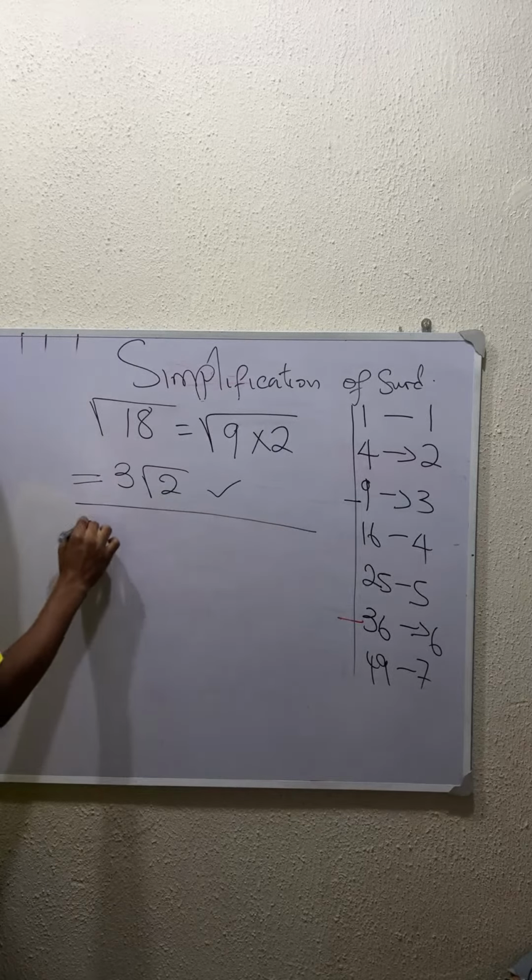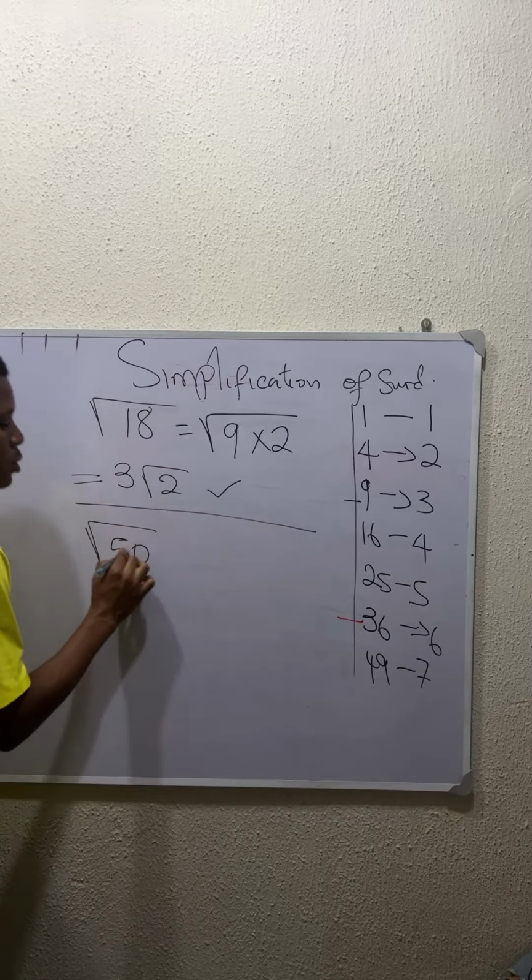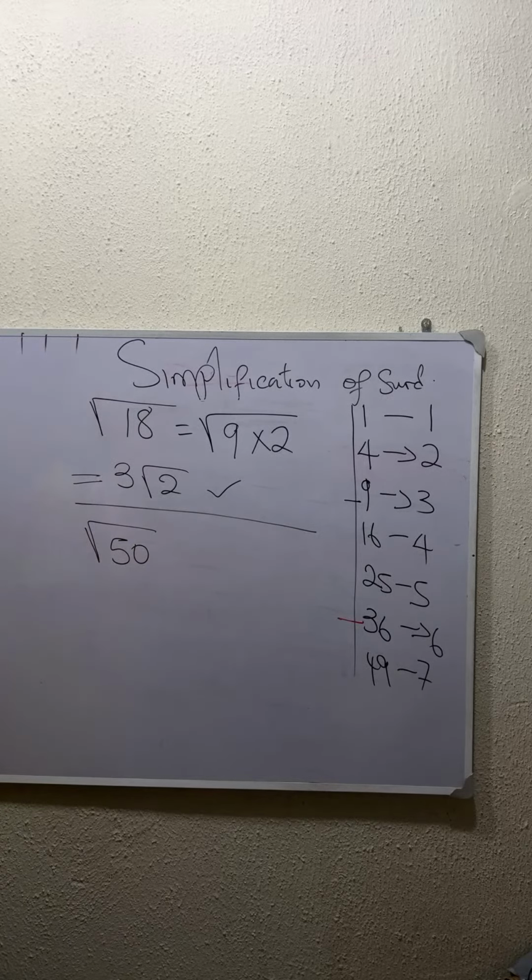Let's say we have the square root of 50, and we are told to reduce the surd to its lowest term.